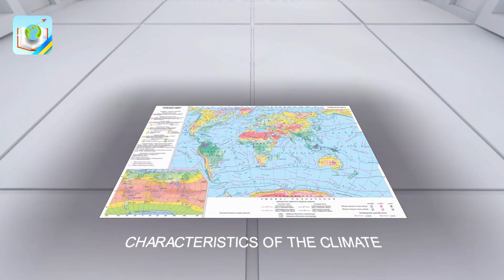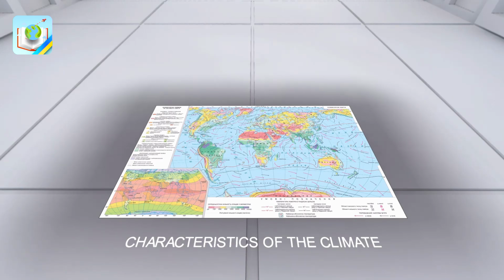To determine average temperatures, study the climate map. It has contour lines, lines connecting points with the same temperatures. Black contour lines are average temperatures in January, and pink are July. Within the Intertropical Convergence Zone, the air temperature is high all year round, plus 26 to plus 30 degrees Celsius.